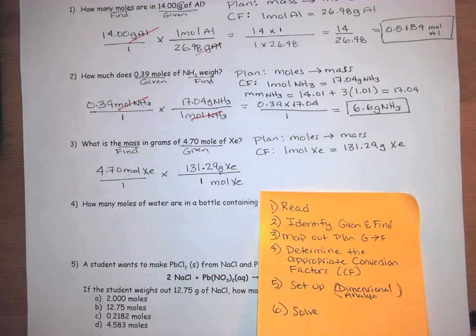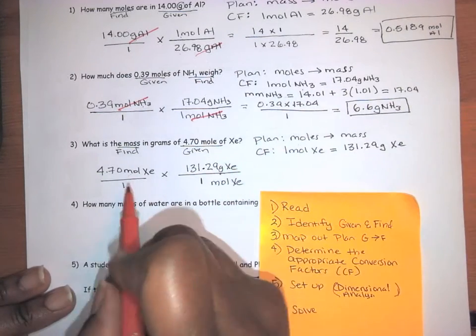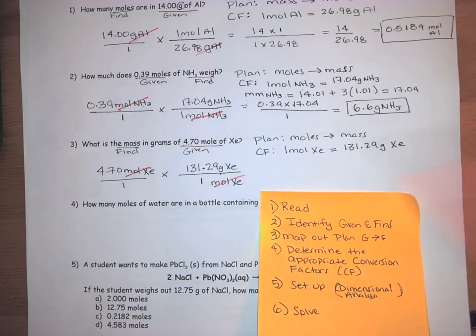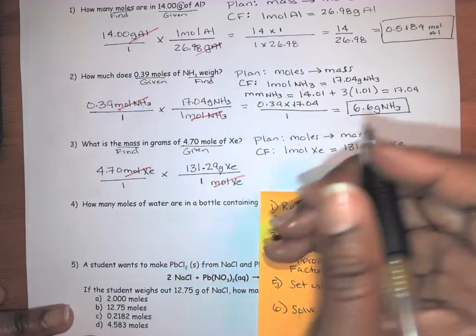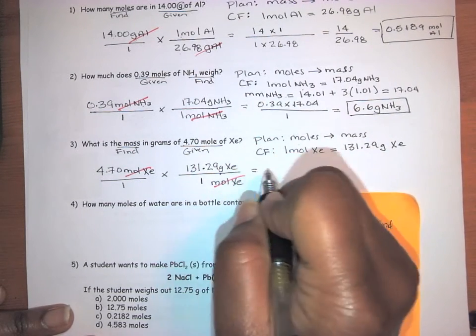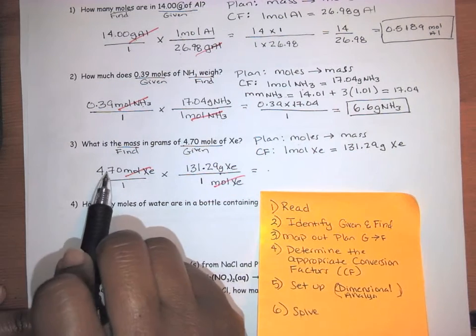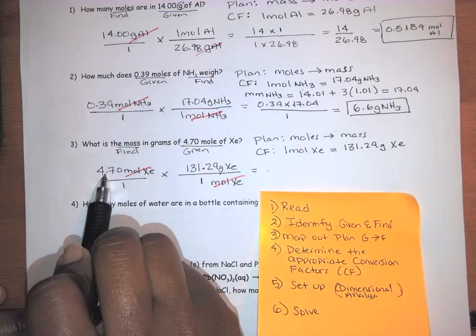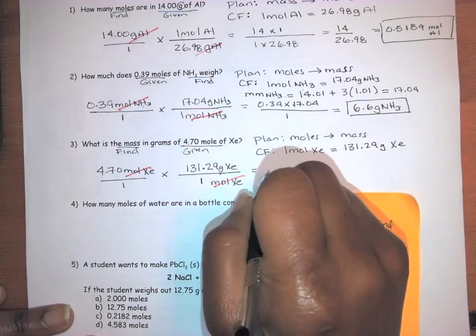All right, so let's go ahead and get the satisfaction of canceling out the units we don't want. Whoosh, whoosh. We don't want moles of xenon, and they're opposites, so they cancel out. All right, now we're going to work on the math part. So when multiplying fractions, you multiply straight across. So 4.70 times 131.29.